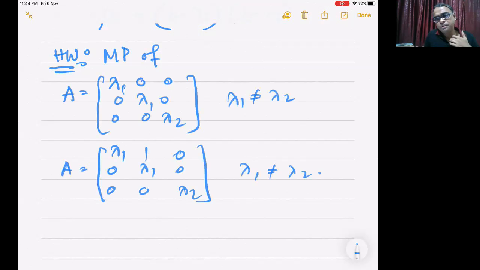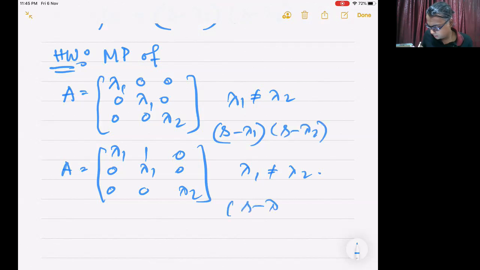For these two situations, find out the minimal polynomials, and you will see that although they have the same characteristic polynomial, their minimal polynomials are different. You should be able to show that here the minimal polynomial is S minus lambda 1 into S minus lambda 2, whereas this one has S minus lambda 1 squared into S minus lambda 2. So it seems that this minimal polynomial holds the key to understanding whether the matrix can be diagonalized or not, and also if it is not diagonalizable, then what to do next. How to get block diagonalization. We'll see that very soon.